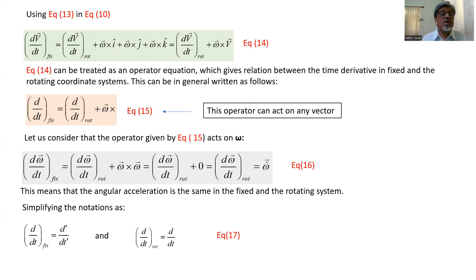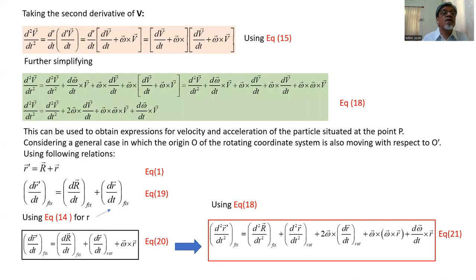Simplifying the notations now, d/dt fixed can be represented as d'/dt', and d/dt rotation can be represented by simply d/dt in equation number 17. Now taking the second derivative of v, d2v/dt' square, it is represented by d/dt' of dv/dt', and dv/dt' can be represented by using equation 15. So it is dv/dt plus omega cross v, and that is again operated by d'/dt'. So d'/dt' can be represented again by d/dt plus omega cross the bracket.